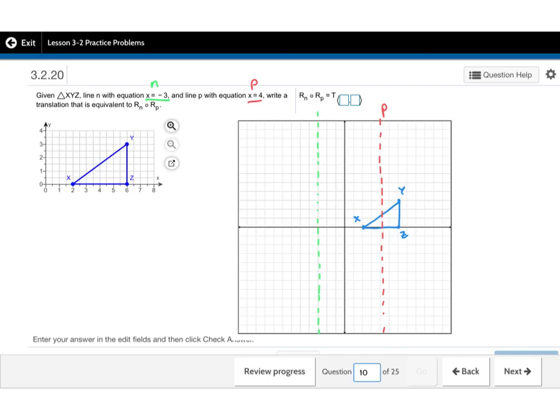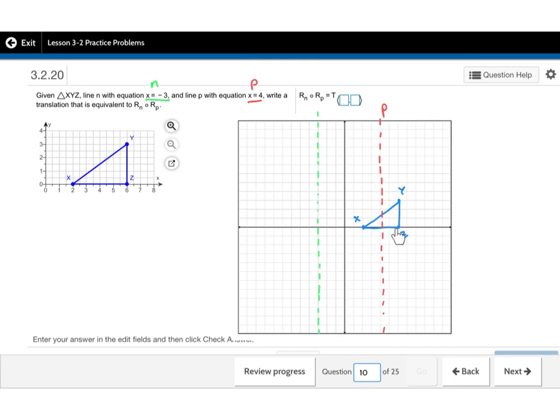Okay, so what we have here is question 10 off of section 3-2 practice problems. And it's saying that if we have this triangle, triangle XYZ, and we have these two lines, x equals -3 that they're calling line N, and x equals 4 that they're calling line P, what happens when we do this combination of reflections to this triangle?